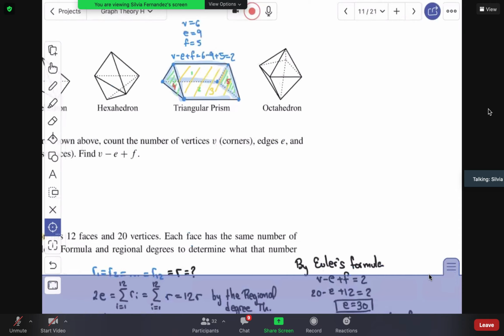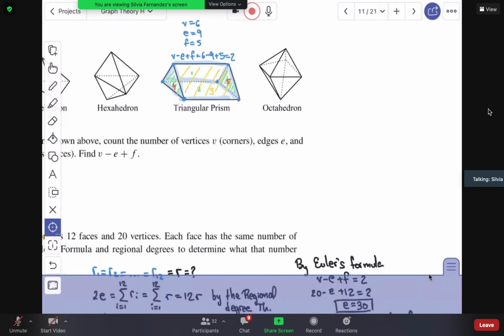What are they telling you? If I told you that there are 3 faces around this vertex, what am I telling you about the vertex? If there are 3 faces, then how many edges are attached to this vertex? 3, as many as faces. So they're actually giving me the degree of the vertex.